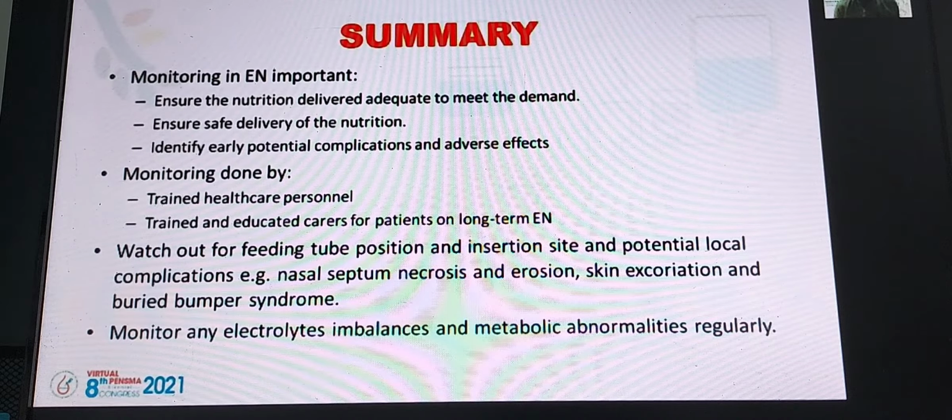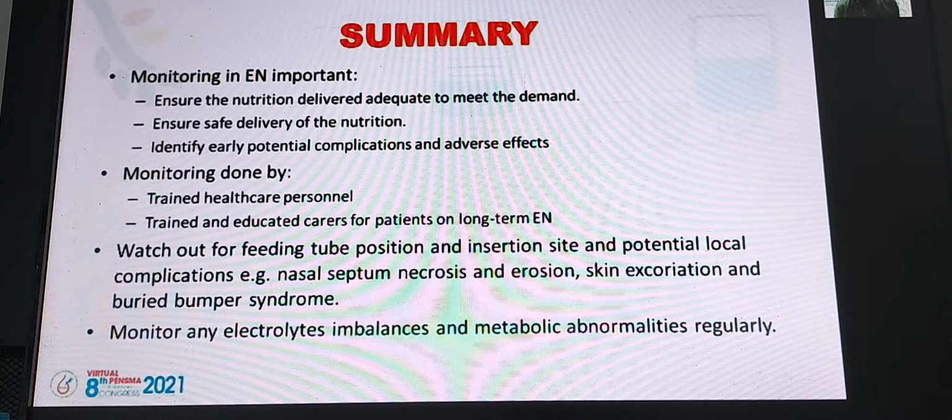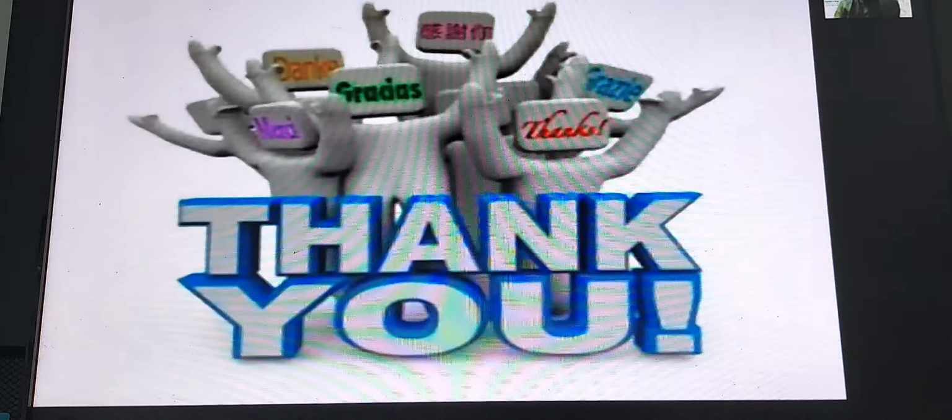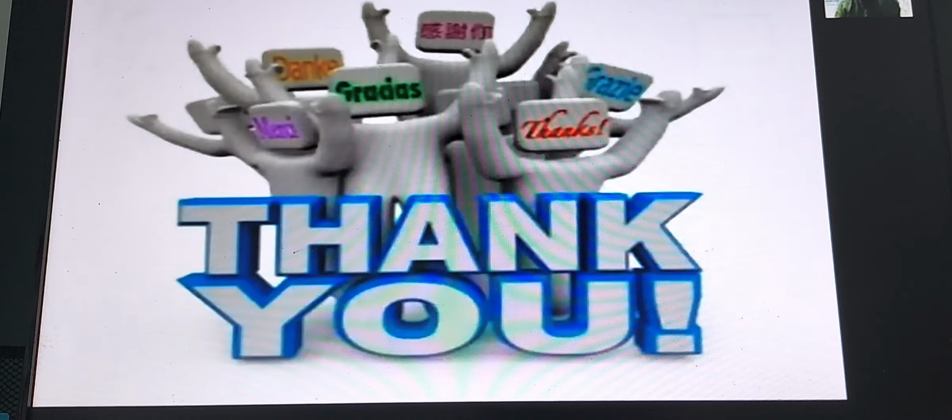Watch out for feeding tube positions and insertions and potential local complications like nasal septal necrosis and erosion, skin exfoliation, and buried bumper syndrome. We should monitor any electrolyte imbalance and metabolic abnormalities regularly. With that, I thank you.